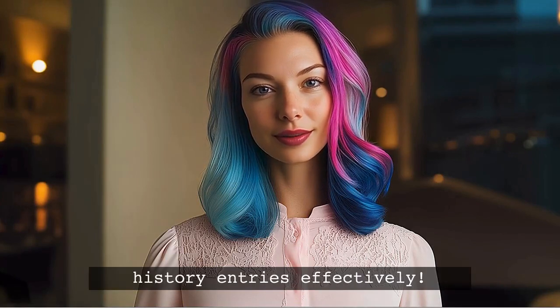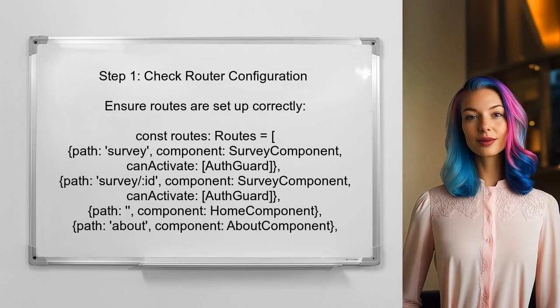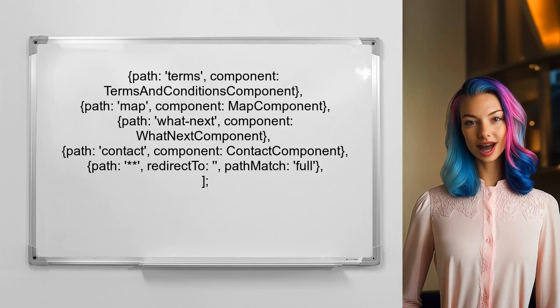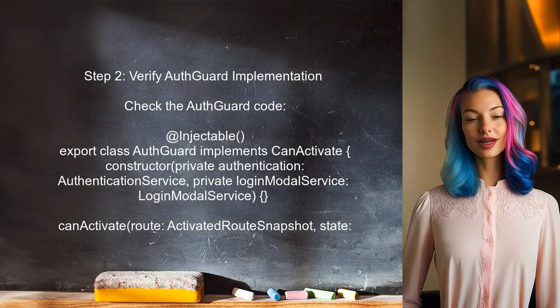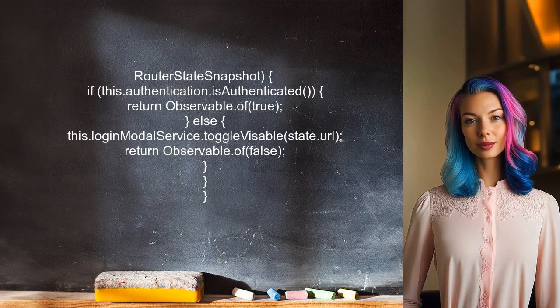history entries effectively. To address the issue of multiple history entries in the Angular application, the user should first check the router configuration. It's important to ensure that the routes are set up correctly to prevent unnecessary navigation. Next, the user should verify the implementation of the auth guard. This guard should only allow navigation when the user is authenticated, preventing unnecessary entries in the history.